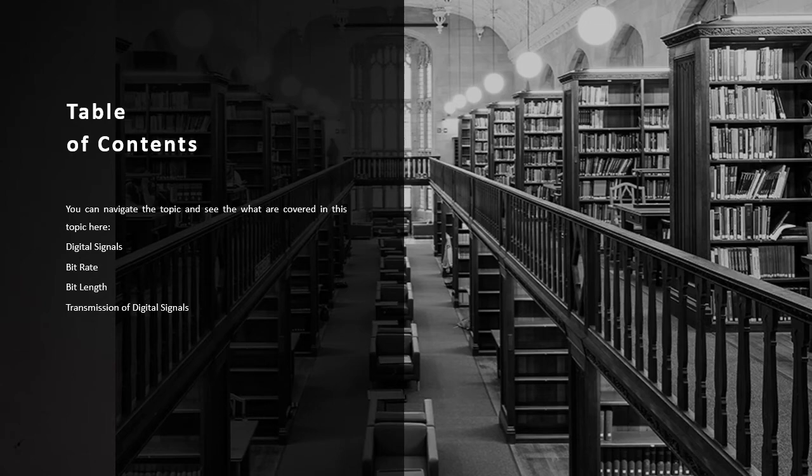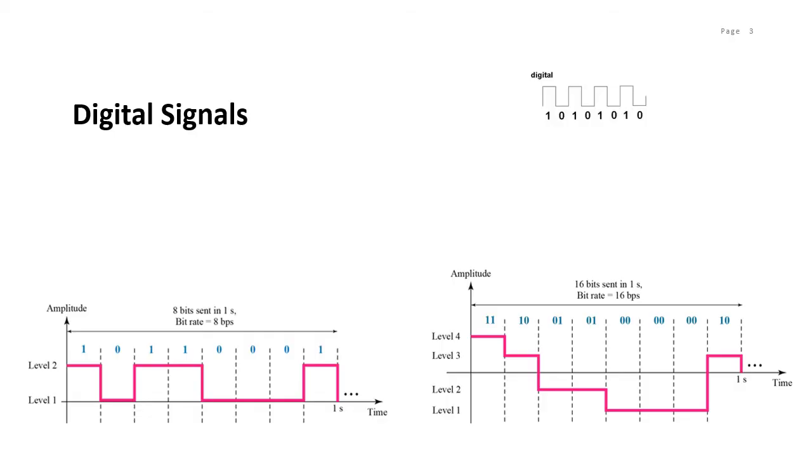Here is the table of contents for you to navigate through this video. Okay, let's start with digital signals. First, we have to be clear. Data can be analog or digital. So the term analog data refers to information that is continuous, whereas digital data refers to information that has discrete states. In this video, we shall look into how information can be represented by a digital signal.